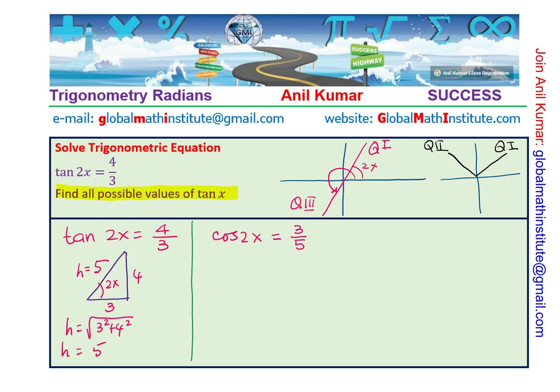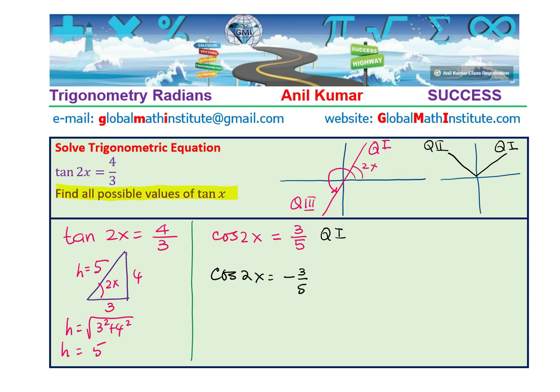Now cos 2x is 3 by 5. Remember one thing, if you are in quadrant 1, that is perfectly fine. Correct? But cos of 2x will be equal to minus 3 by 5 if you are in quadrant 3. Does it make sense to you? So this is a very important step to understand, and many students ignore that we could have been in quadrant 3 also, right? And that's why some values are lost.